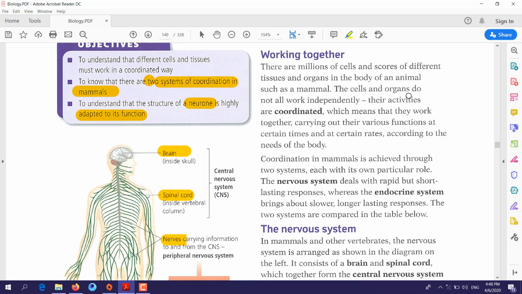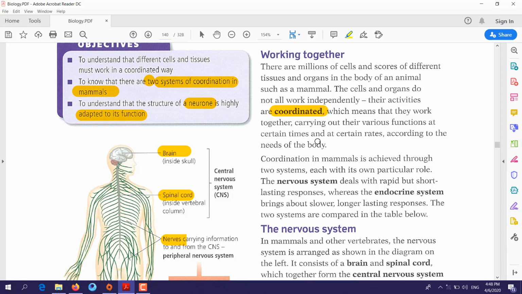The cells and organs do not all work independently. They don't work by themselves, okay? How do they work? Their activities are coordinated. It means there is something controlling the function of these cells. There is something guiding these cells. It's controlling how these cells work, which means that they work together, carrying out their various functions at certain times.